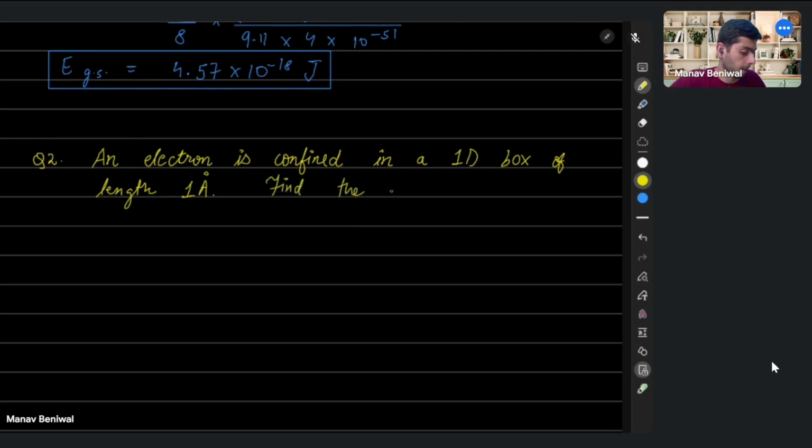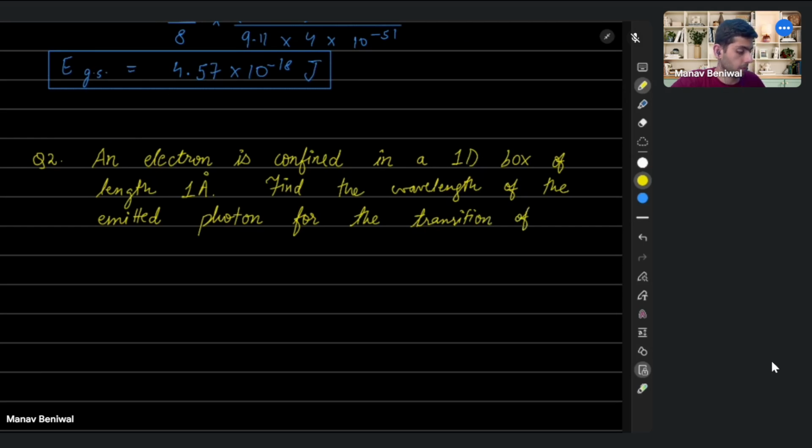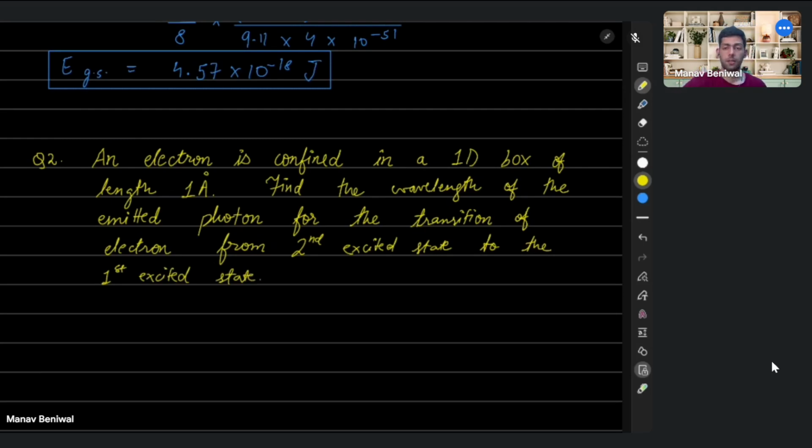The question is, find the wavelength of the emitted photon for the transition of electron from second excited state to the first excited state. Okay, and these are the options.